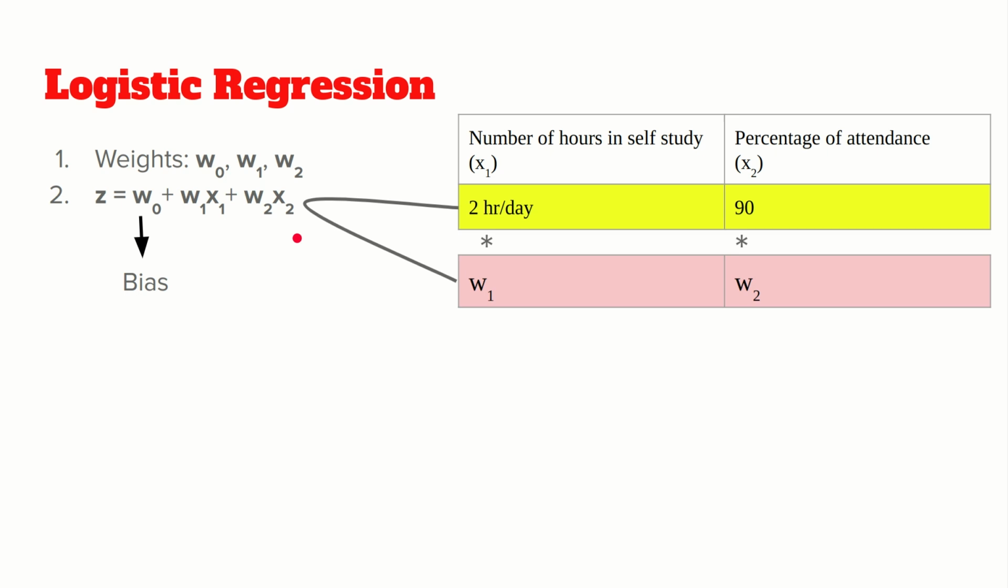Next, we will take the linear combination of our features X1 and X2. We'll take the product of X1 and X2 with the weights. First we'll multiply X1 with W1, multiply X2 with W2, and take the sum. The W0 over here is the bias term. Once we take this linear combination, we get an argument Z.